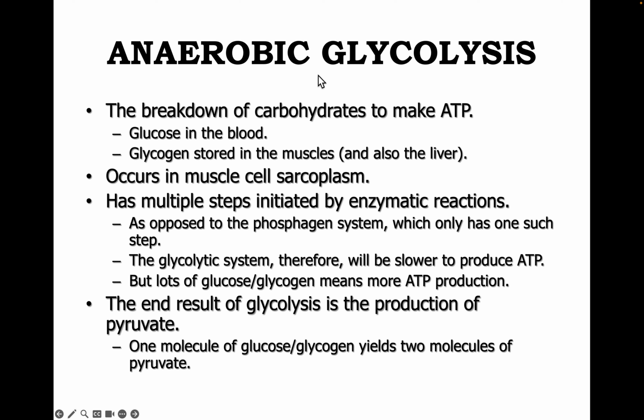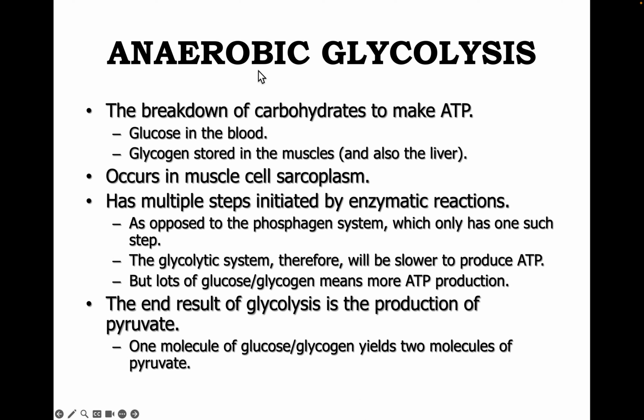Now, anaerobic glycolysis occurs in the muscle cell sarcoplasm. Think of the sarcoplasm as kind of like the jelly, or the liquid substance in a water balloon. So if your water balloon is a cell, the sarcoplasm is the kind of water that's inside the cell.